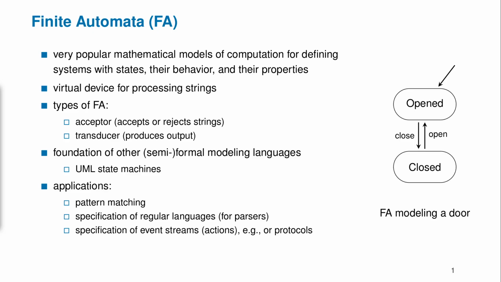And nowadays they are very widely used as some kind of semi-formal modeling language in the context of the Unified Modeling Language. There they form the basis of UML state machines, which have many more concepts than the simple language we will introduce today. But in principle, a UML state machine is a very advanced kind of finite automaton.